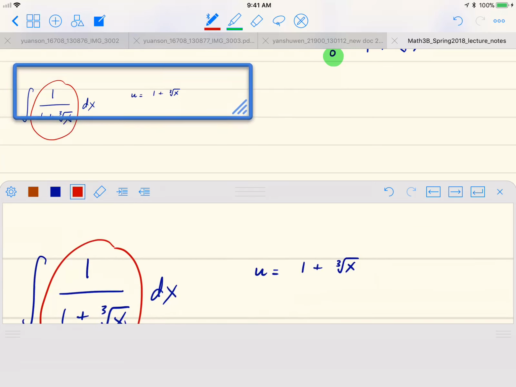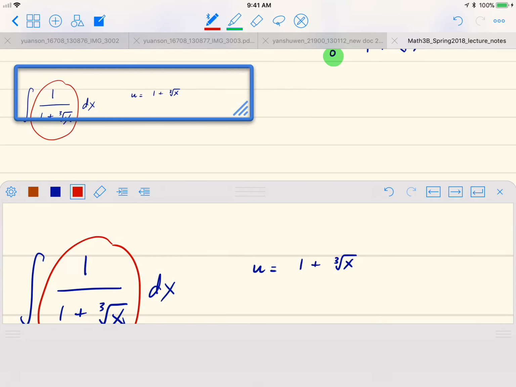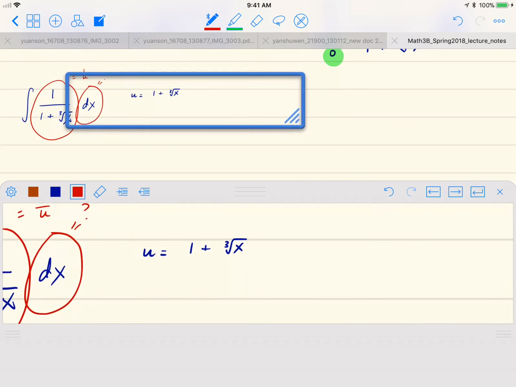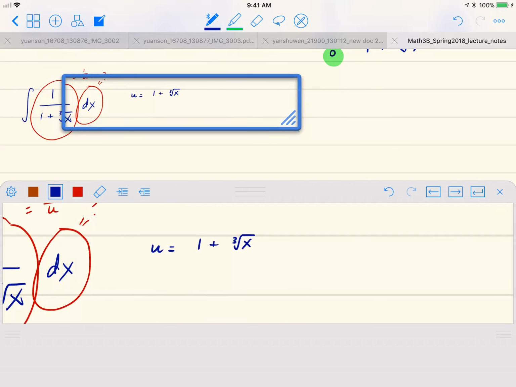This is going to be 1 over u. And the question is, dx, what is that going to be equal to? What does that translate into in terms of u and du? So I look at my equation here, which is telling me u is equal to 1 plus the cube root of x. Here's the trick. u minus 1 equals the cube root of x. So let's just solve for x. So x is equal to (u minus 1) cubed.